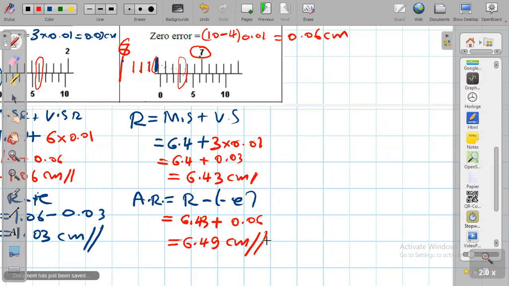Now can you understand all about what? Vernier caliper?